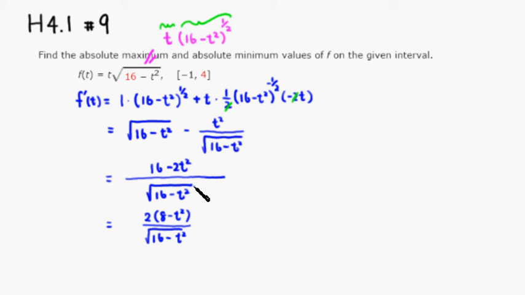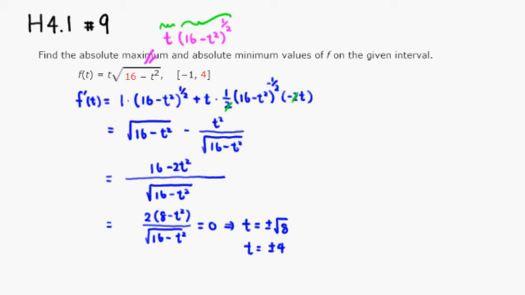Then let's look for a critical number by setting this equal to 0. We just have to make sure that the numerator equals 0. So t squared has to be equal to 8. So you can see that t is going to be plus or minus square root of 8, or 2 square root of 2, which is the same thing. And also the derivative is undefined when t is equal to either +4 or -4, because the denominator equals 0. So t equals plus or minus 4 would be critical numbers too.